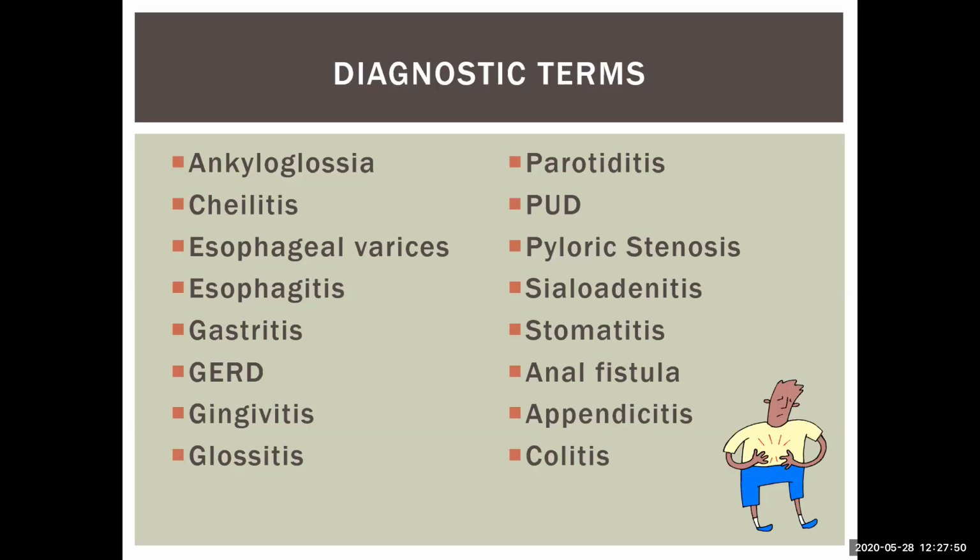Sialoadenitis, inflammation of the salivary gland. Stomatitis, inflammation of the mouth. Anal fistula is where fistula means pipe, an area going into one area that it shouldn't. So it's an abnormal tube-like passageway from the anus that might connect to the rectum. So you're going to have stool going in a different place than it should. Appendicitis, inflammation of the appendix, and colitis, inflammation of the colon. And then you might have more specific, like ulcerative colitis, where they have chronic inflammation of the colon with ulcerations.